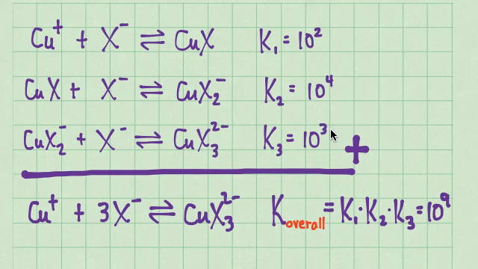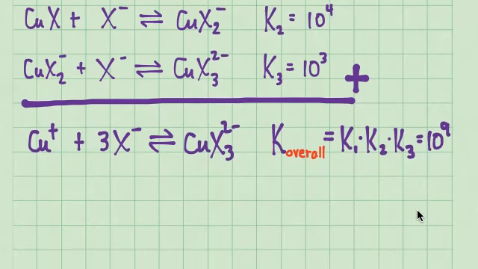This constant is 1,000. So again, I take this one and this one, and each time I'm adding another X minus, probably a chlorine or a chloride or a fluoride or a bromide, take this one and go here, take this one and go here, add those all up and you get this one. The overall constant is indeed this one times this one times this one, 10 to the 9th.